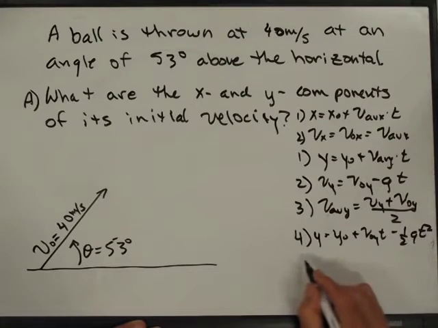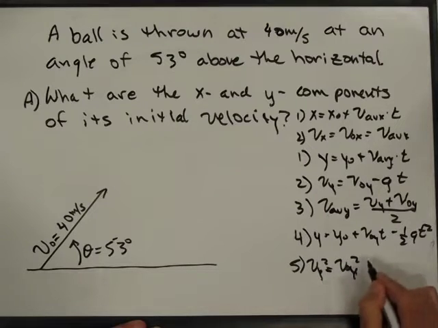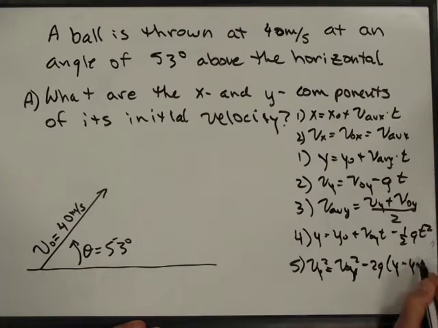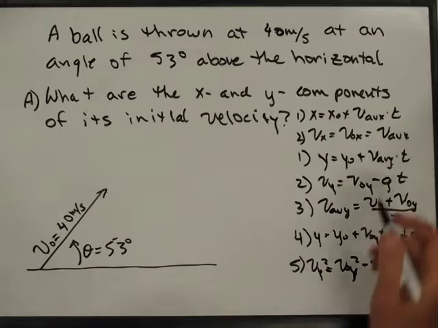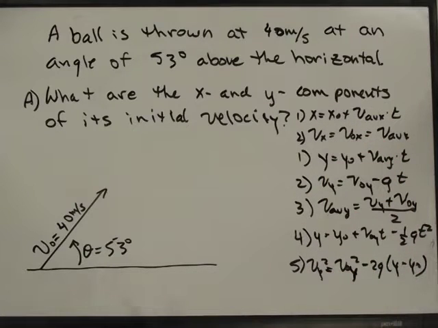Is that still on the screen? And then 5 is vy squared equals v naught y squared minus 2g times y minus y naught. And so I've got really 7 equations, 2 in x and 5 in y, for every projectile motion problem.